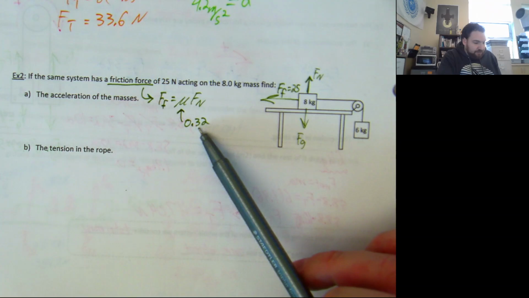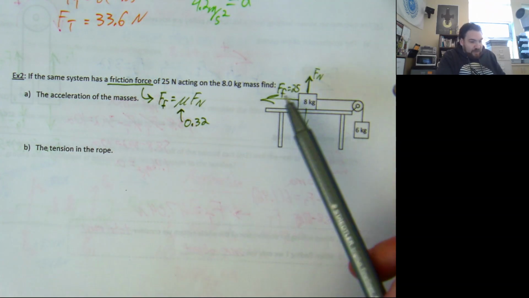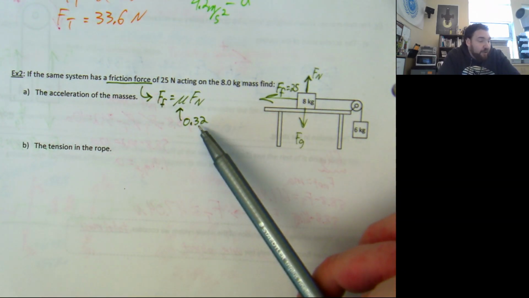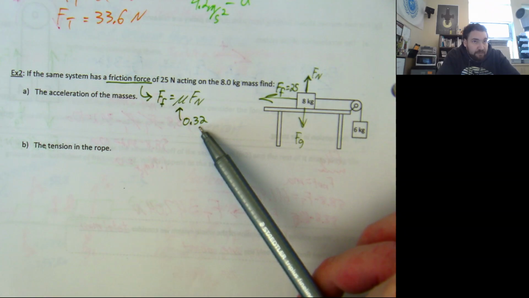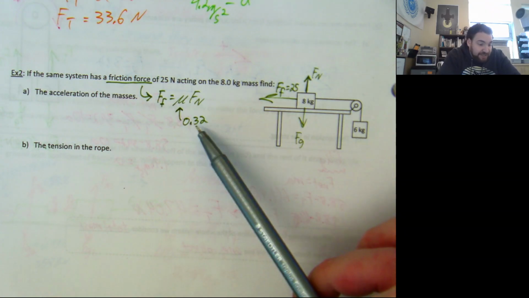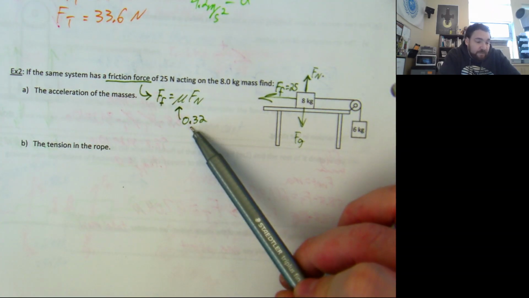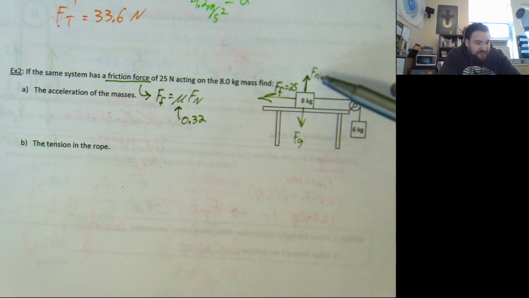Yeah, that's 0.32. A 25 Newton friction force is equivalent to saying the coefficient of friction is 0.32. If I gave you this value, you'd find Fg, you'd find Fn, you'd calculate. Because I gave it to you, we don't need to do Fg and Fn. We're just going to do the rest of the problem the exact same way we did before.